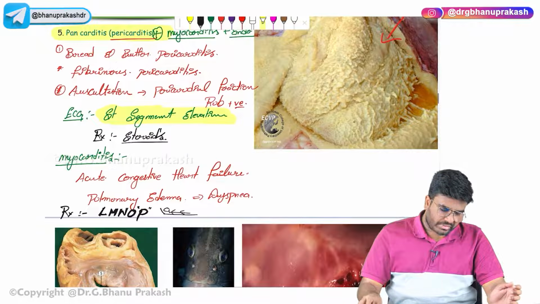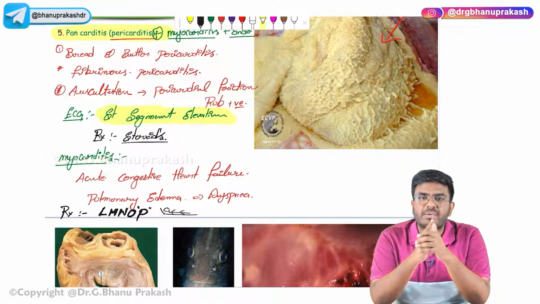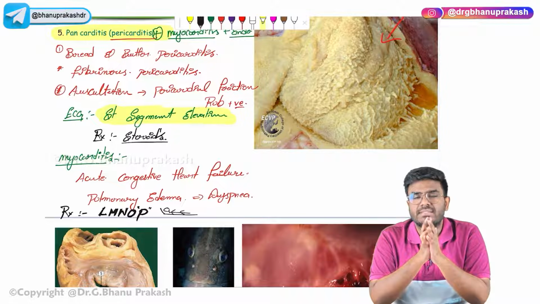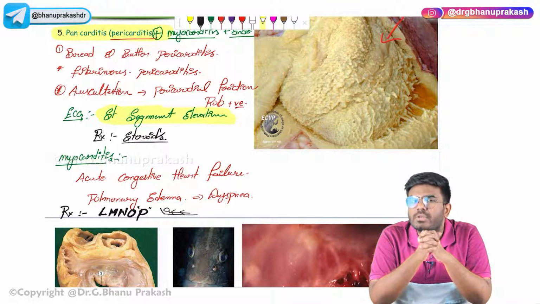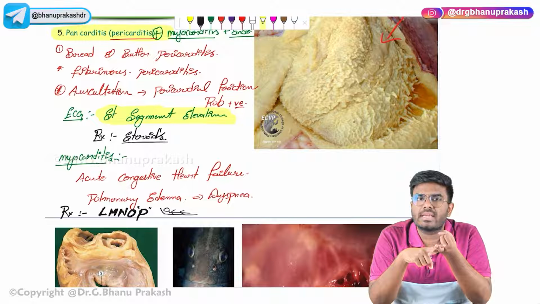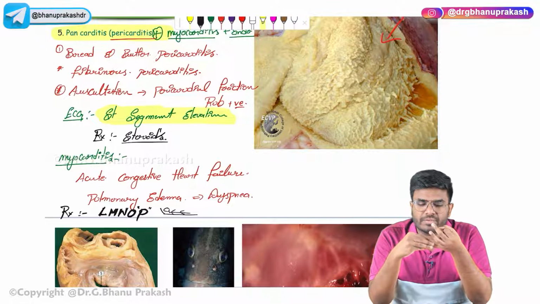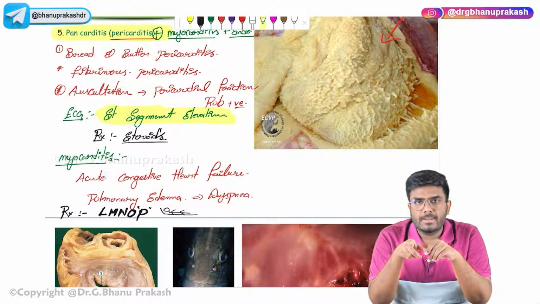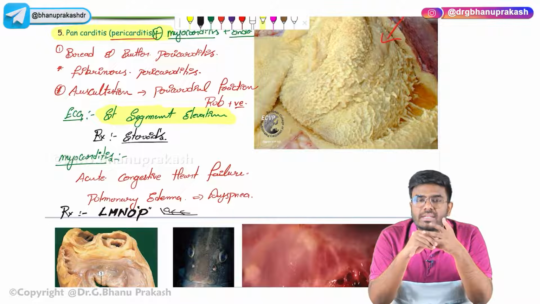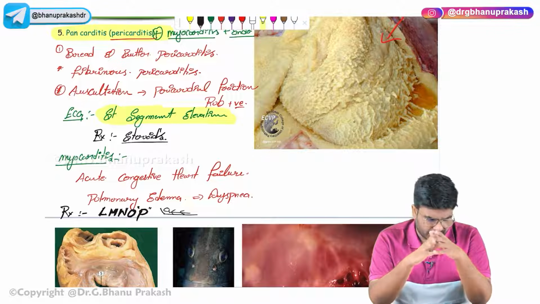Okay, so what have we discussed? We have discussed the first major criteria. What is the first major criteria? The first major criteria I am discussing right now is pancarditis, the heart involvement. Which layers of the heart are going to be involved? All 3 layers of the heart are going to be involved. There will be pericarditis, myocarditis as well as endocarditis. Pericarditis is going to be bread and butter pericarditis with the pericardial frictional rub, with ST segment elevation on the ECG, and it will be treated with steroids. Myocarditis can lead to acute congestive heart failure, and that can be treated with LMNOP drugs. Okay, Lasix, morphine, oxygenation, nitrates, these things.